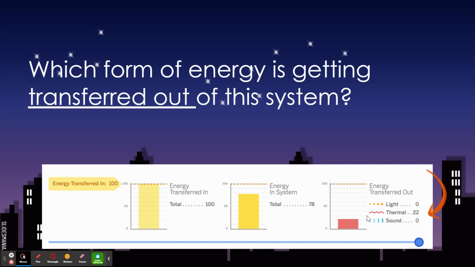So in our little simulation, we had some energy being transferred out of our system. I put the graph here for you. We're looking at energy transferred out. What kind of energy? What form of energy is it? I'm looking here. These look kind of similar. Even though it shows a squiggly line, it shows red. Red means thermal energy. That means heat is coming out of it. If it was blue, it would be sound. If it was orange, it would be light.